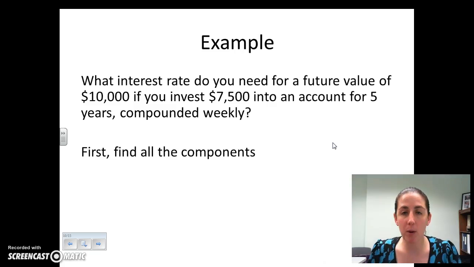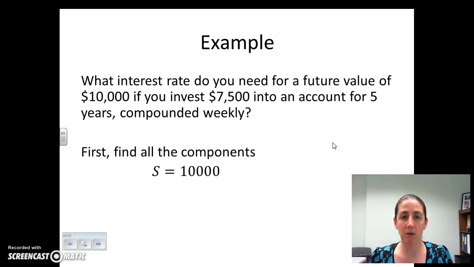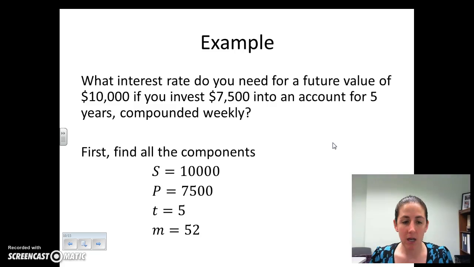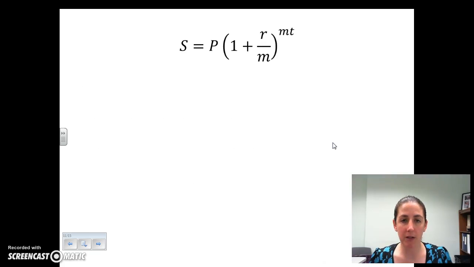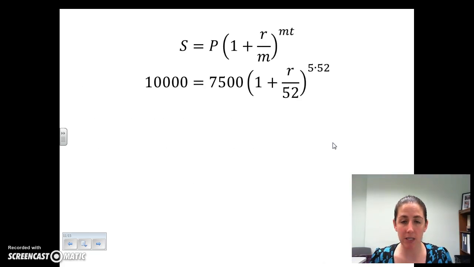So let's find all the components that we know. We know the future value, S, is 10,000. We know the principal amount, P, is 7,500. We know T, we're going to leave it in there for 5 years. And we also know the number of compounds is 52 compounds per year. So let's plug all these known values in. And we get 10,000 equals 7,500 times 1 plus R over 52 raised to the 5 times 52 power.